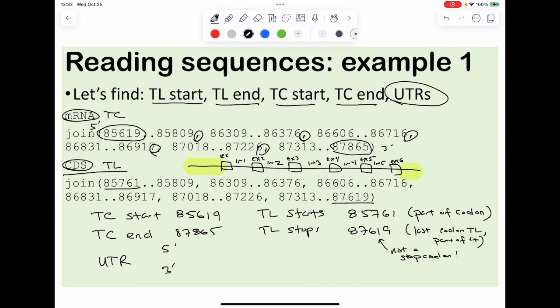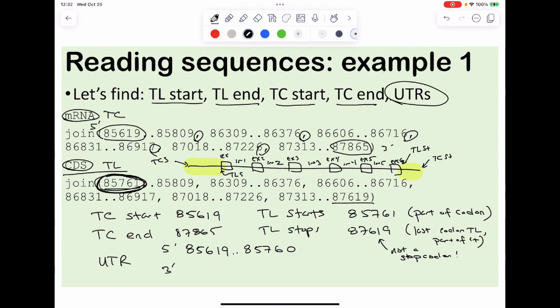To find my UTRs, what I need is this sequence, the chunk that I just highlighted. So that's going to be from where I have transcription starting, to where I have translation starting, then where I have translation stopping, to where transcription stops. So I need to look at both sequences to figure this out. So the 5' UTR is going to start at 85619, and it's going to run until right before where translation starts, which is going to be 85760, because at 85761, I'm now in translation, and that's no longer a UTR, an untranslated region.